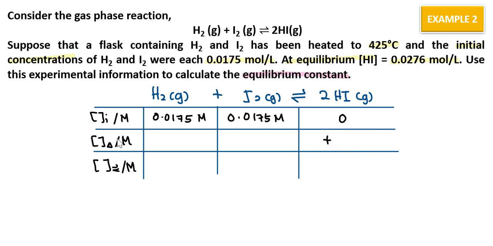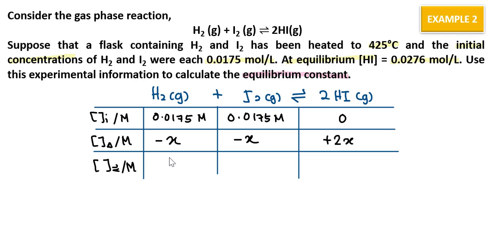So the change in concentration of the product here, since we have 2 moles of hydrogen iodide, will increase by 2x. We put x here because we don't know how much it increases. The reactants will decrease, so we put the negative sign to indicate that. Since it is 1 mole, it will decrease by x, and also here, 1 mole, it will decrease by x.